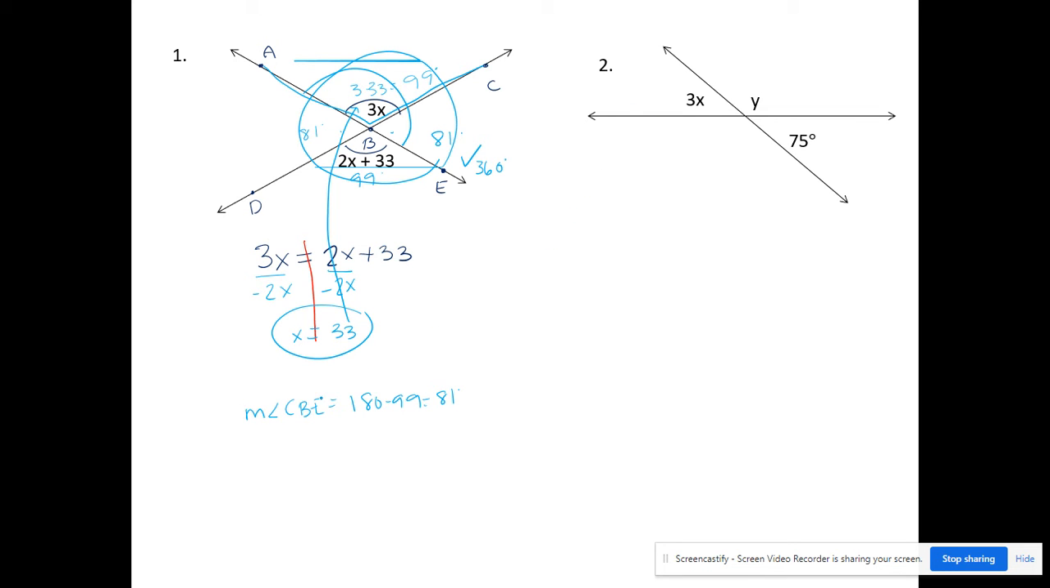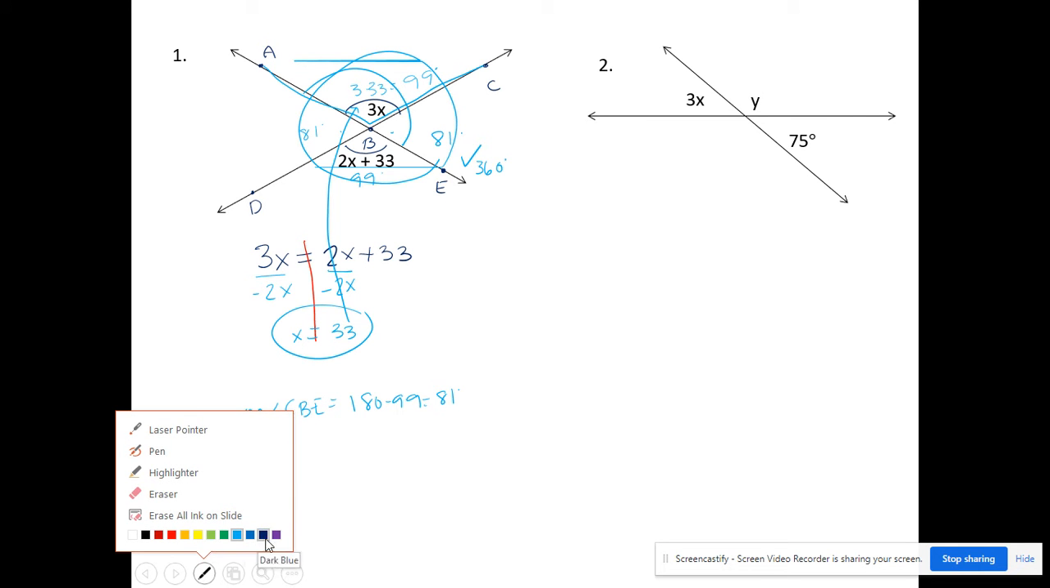All right, moving on. Let's go. Let me change colors. It doesn't like my pen when I use it. I can only use the mouse to change colors.